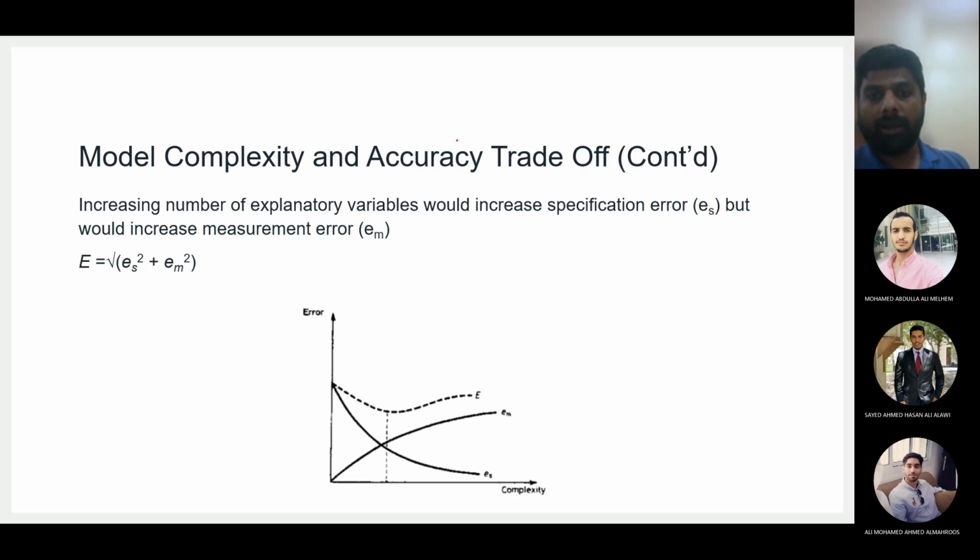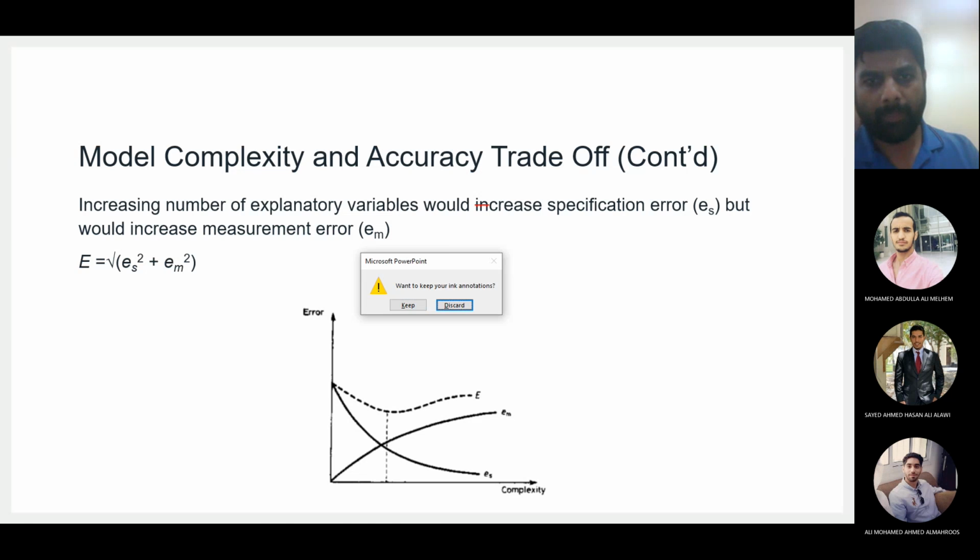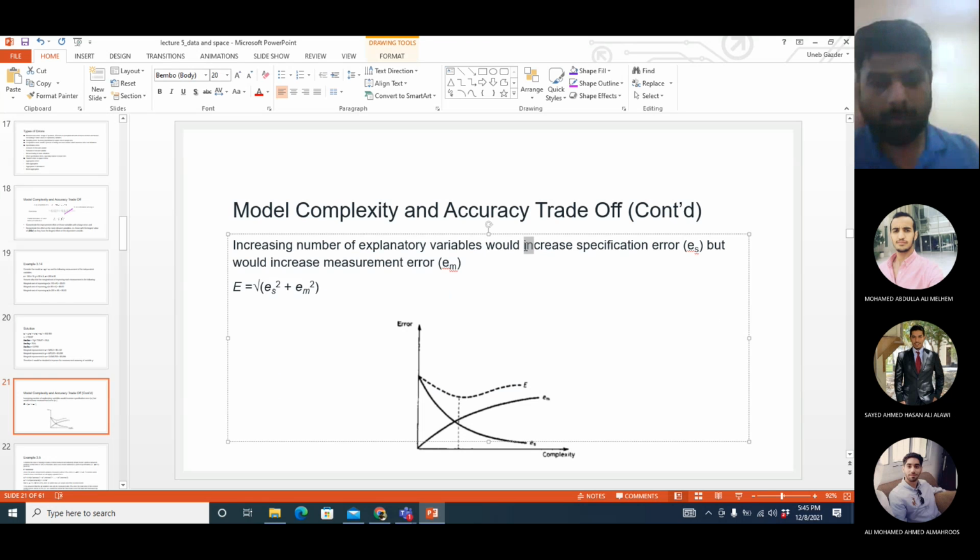Sorry, I think there's a mistake here. It should be decreased. Okay, should be decreased. Give me a second. The first, increasing the number of explanatory variables increases the accuracy, but it reduces the specification error. Let me correct it. It would decrease the specification error.